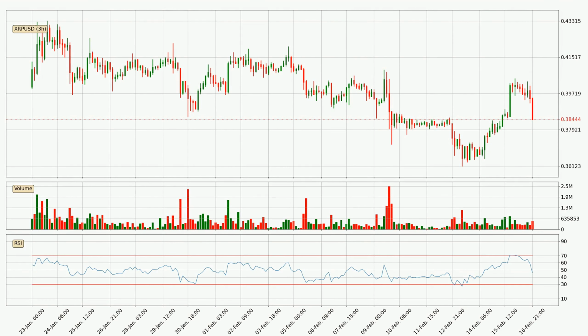Moving to the 3-hourly relative strength index, the current 3-hourly RSI is at 46, so there are currently no signs of the crypto being overbought or oversold.